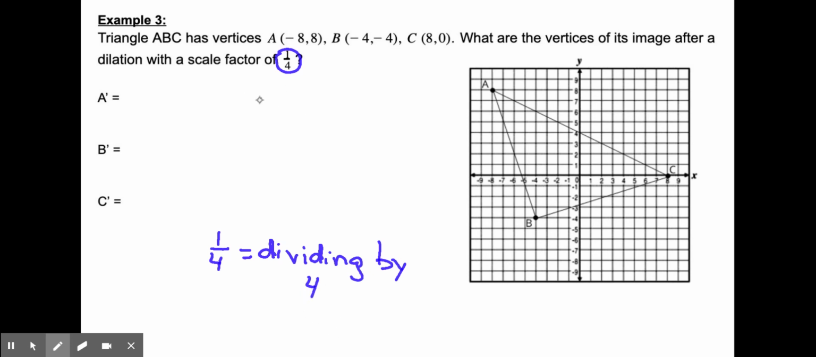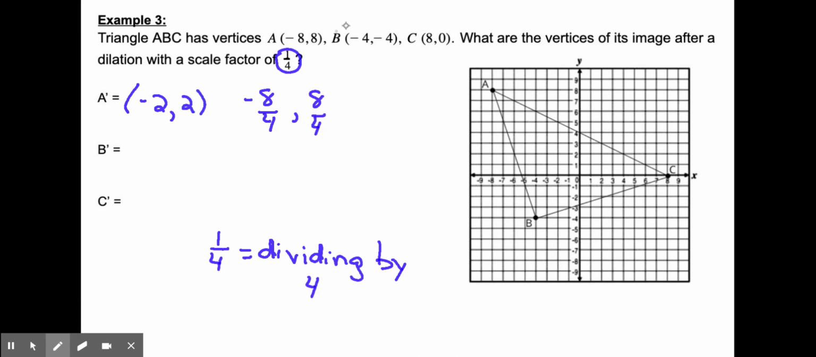I have (-8, 8). That's A, right? So I'm going to do negative 8 divided by 4 and positive 8 divided by 4. So negative 8 divided by 4, use your calculator. That's negative 2. 8 divided by 4 is positive 2.